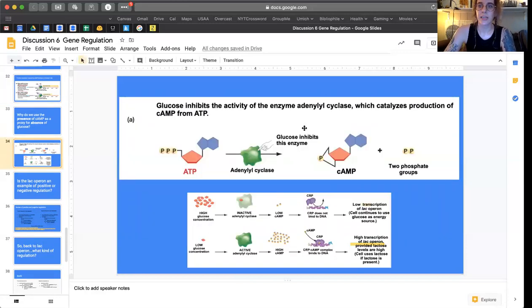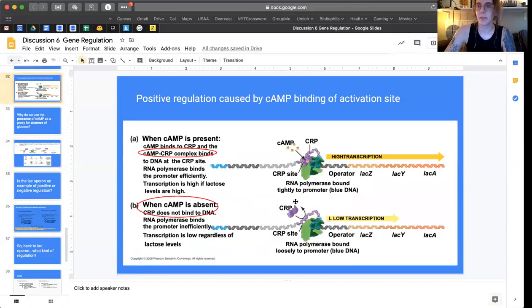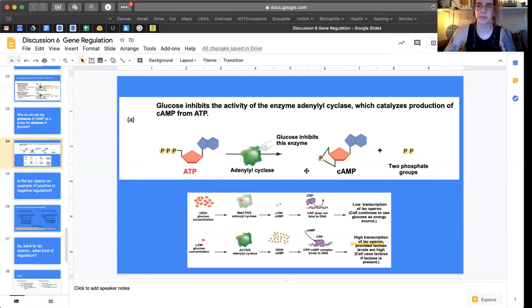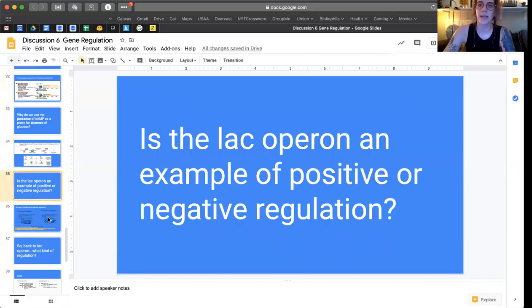However, glucose actually is an inhibitor of this enzyme, adenylyl cyclase. So when you have a high level of glucose, you are knocking out the function of this, so anything past this arrow cannot be produced. You're not going to get any CAMP production, and you're instead just going to have this reservoir of ATP. That means we still have CRP, but that doesn't matter because we can't activate that correct conformation without the CAMP. So essentially, that's how we use CAMP as a proxy of glucose, because those things are inversely related.